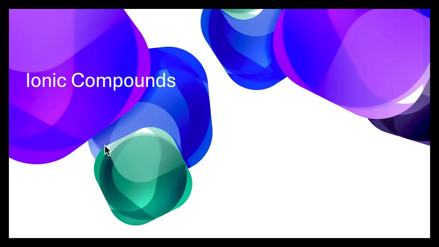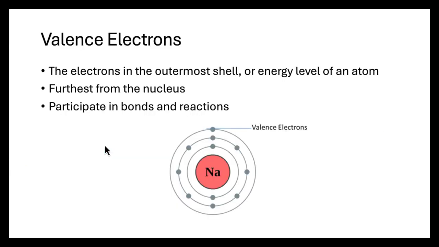Okay, so like I said, this is our chapter on ionic compounds, and so what I want to do is start out with a little bit of review about valence electrons. If you remember right, valence electrons are the electrons in the outermost shell or energy level of an atom, and that means that they're furthest from the nucleus. The nucleus has a positive charge: we have our protons and our neutrons in the nucleus, and those positive protons make the nucleus overall positively charged. And then we have our electrons floating around in that electron cloud outside. Our valence electrons are the electrons that are furthest from the nucleus.